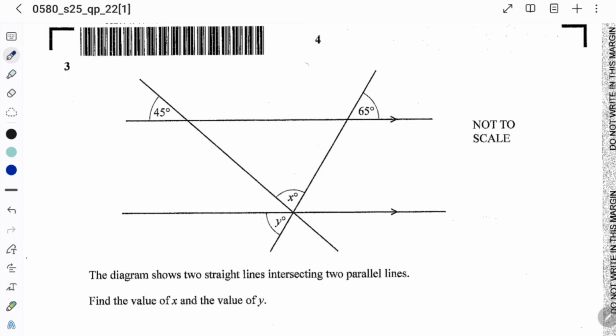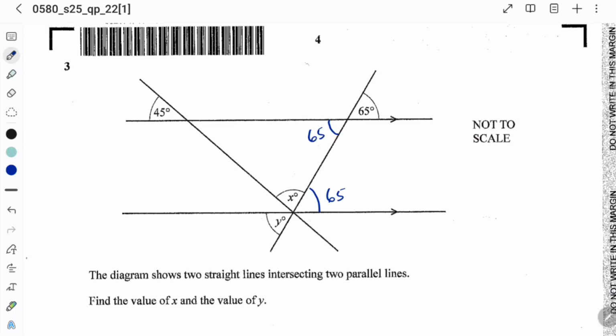The diagram shows two straight lines intersecting two parallel lines. We have to find the values of x and y. We can see that x is required, and with the help of corresponding angles, this is 65 degrees, and with the help of vertically opposite angles this is also 65 degrees.